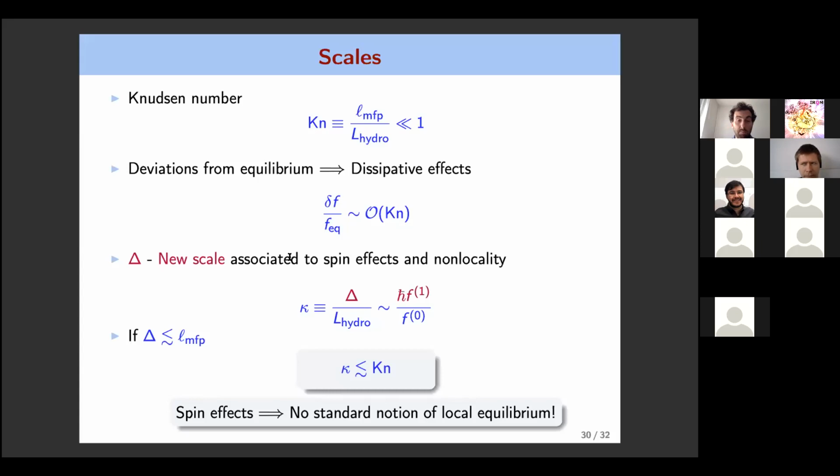Now we have a new scale in the game, which is associated to spin effects and non-locality, and which is purely quantum. We define it as this non-locality scale over the hydro scale. If this delta is comparable to the mean free path, then there is no reason to include spin effects and exclude dissipation effects. Because in our framework non-locality and spin effects are on the same order in H bar, the usual local equilibrium definition of usual hydrodynamics has to be revised.